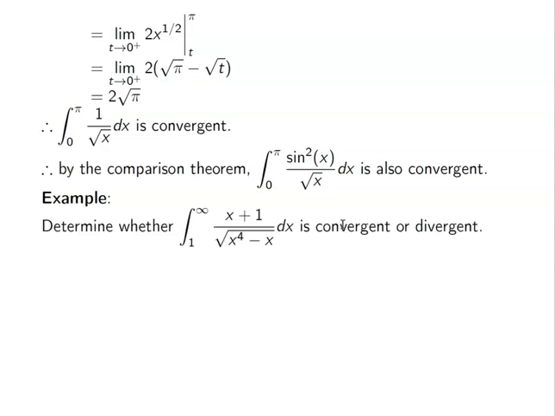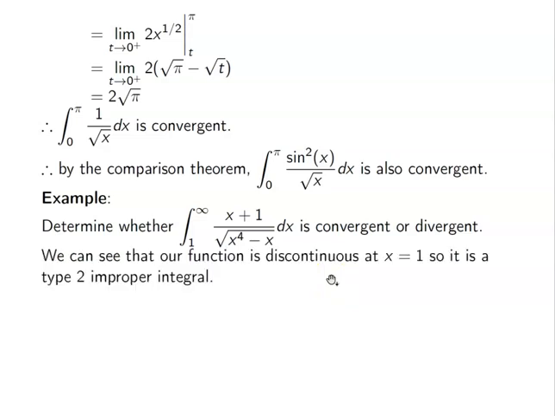Let's do another example. Let's determine whether the integral from 1 to infinity of x plus 1 on top, over square root of x to the fourth minus x, dx, is convergent or divergent. We can see that our function has a discontinuity at x equals 1. If I plug in 1, I get 1 minus 1, which is 0. So it's a type 2 improper integral, right? One of the bounds is an asymptote.